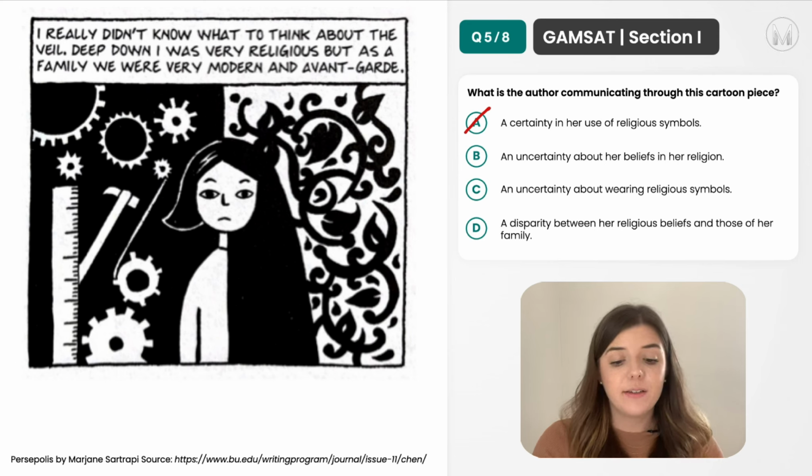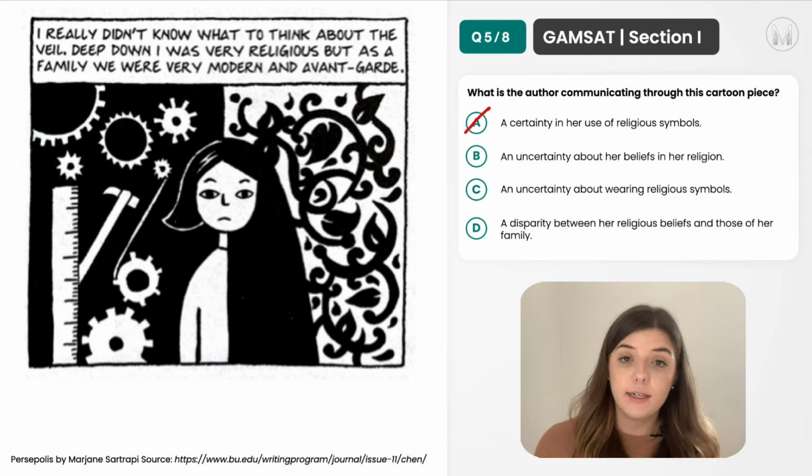Option B, an uncertainty about her beliefs in her religion. Uncertainty is definitely conveyed by the pictorial information, the fact that it's divided into 2. But if we read the text, "I really didn't know what to think about the veil. Deep down, I was very religious, but as a family, we were very modern and avant-garde." The text helps us to know that actually she is certain about her beliefs in religion. There's uncertainty about wearing the veil. So option B is incorrect because she's not having any doubts about her belief in her religion. She specifically said, deep down, I was very religious.